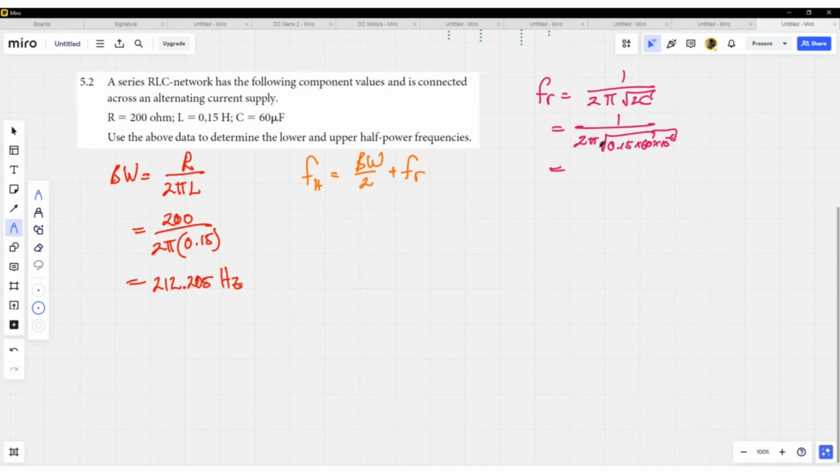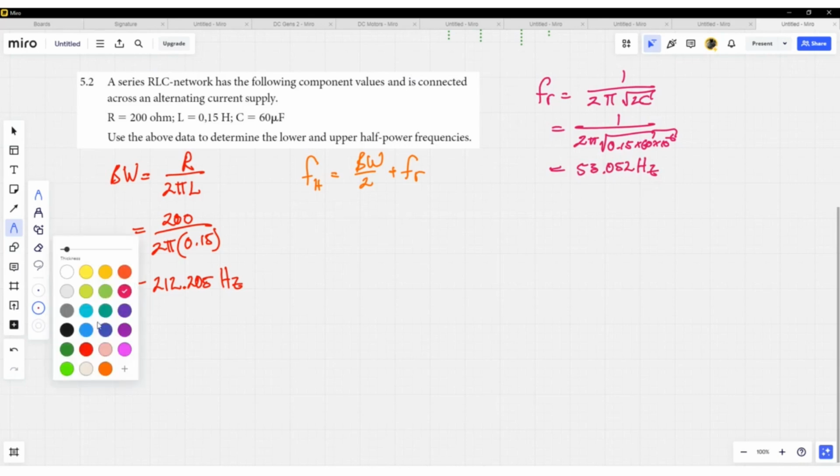That is then 2 times pi times the square root of 0.15 times 60 divided effectively by a million. Close brackets. That's going to give you a resonant frequency of 53.052 hertz.